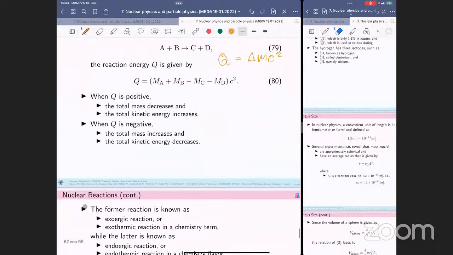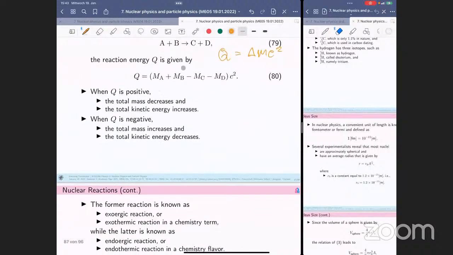Let's talk about the names for nuclear reactions. The first one, when Q is positive, we call exoergic reaction. If you are going to study physics, you need to know this word. I'm not familiar with these two terms, I am not from the Department of Chemical Engineering, I'm not an expert in this. The former reaction, when Q is positive, is known as exoergic reaction. This is the word in physics.